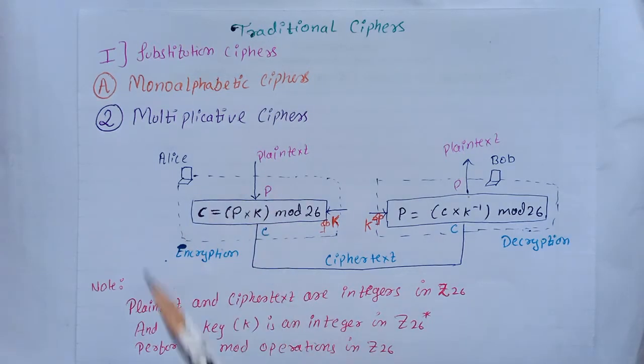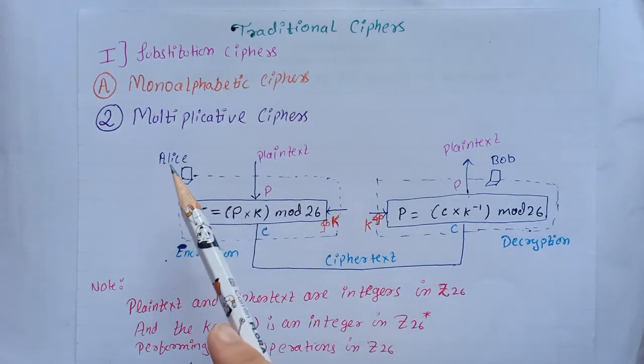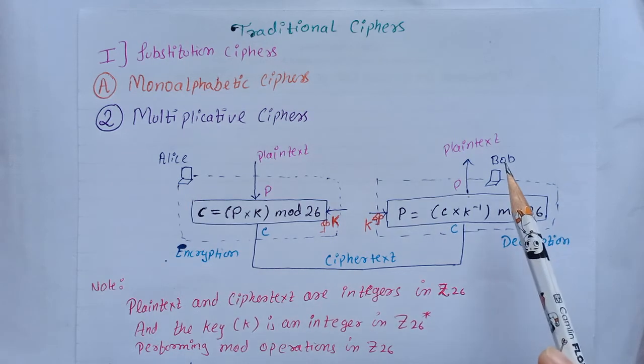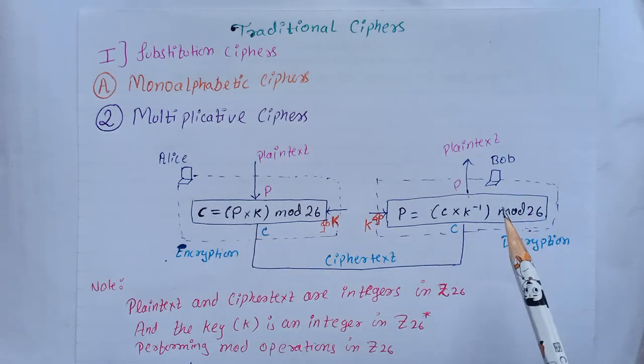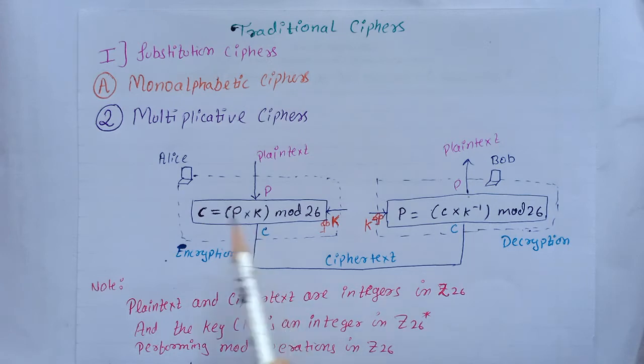So in multiplicative ciphers, Alice is the sender and Bob is the receiver. For encryption we use multiplication with the key, and for decryption we use division with the key. The cipher text is found by multiplying plain text with the key and performing the mod operation, while in decryption we multiply cipher text with the key inverse and perform the mod operation.